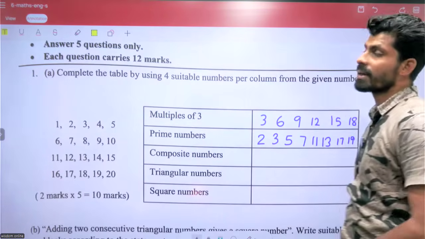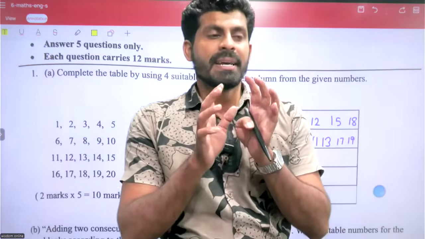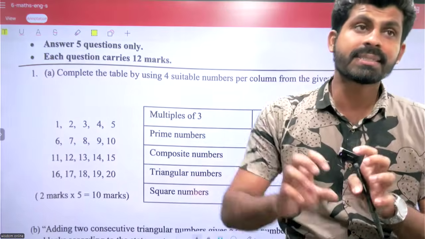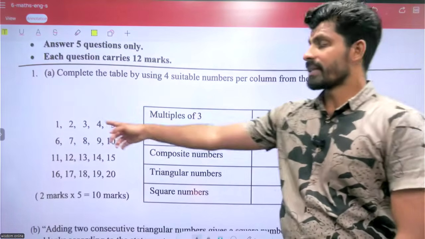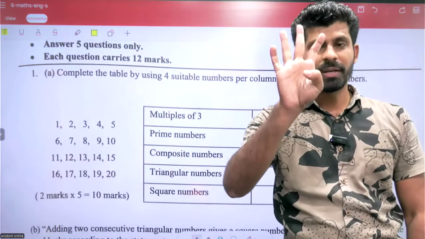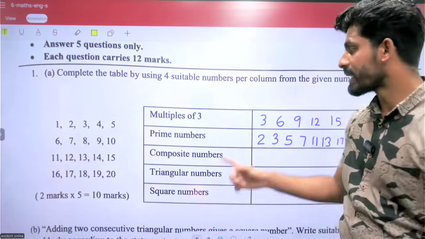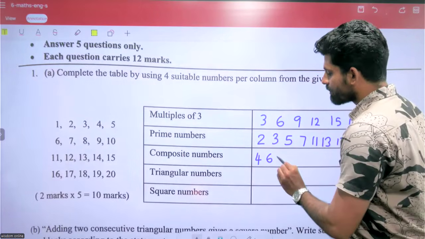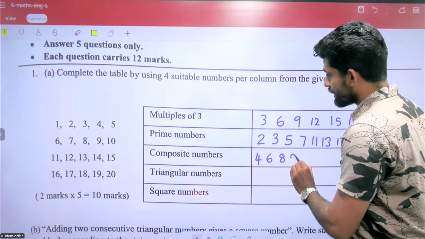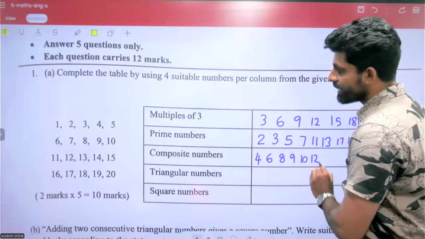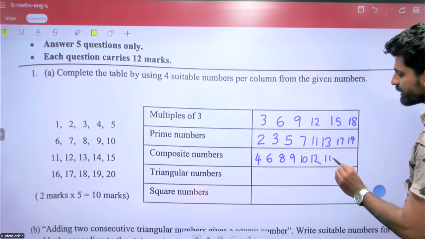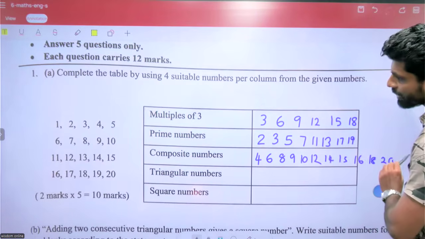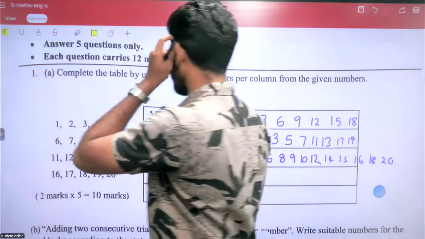Composite numbers. So what are the composite numbers? Numbers having more than 2 factors. Look at the 4. 1 into 4, 2 into 2. 3 factors are there. So that means 4 is a composite number. 6 is a composite number. 8 is a composite number. 9, 10, 12, 14, 15, 16, 18, 20, all are composite numbers.